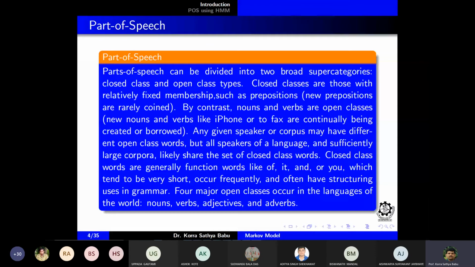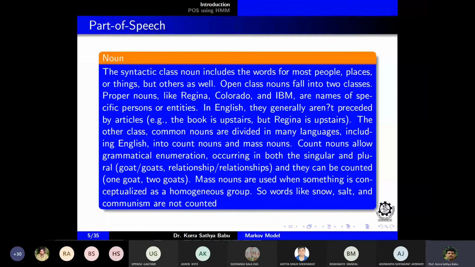Okay, so nouns, like open class nouns, fall into two classes. Proper nouns, like some names, names of specific persons or some entities. In English, basically, they are not preceded by articles. Example, the book is upstairs, but Regina is upstairs, like that.